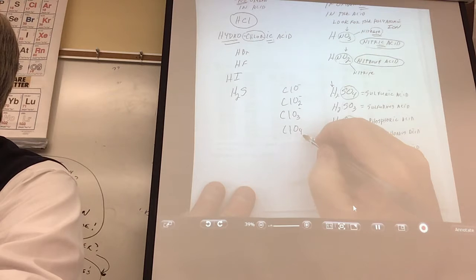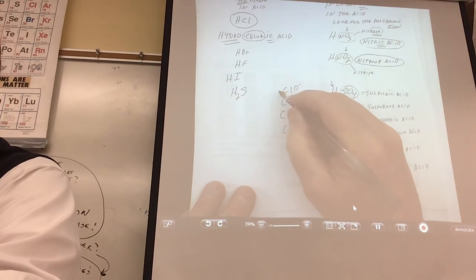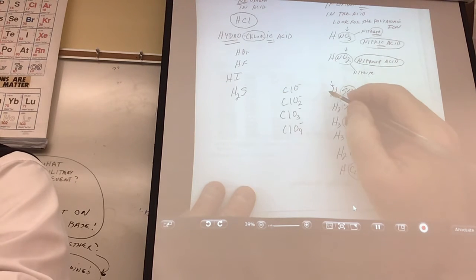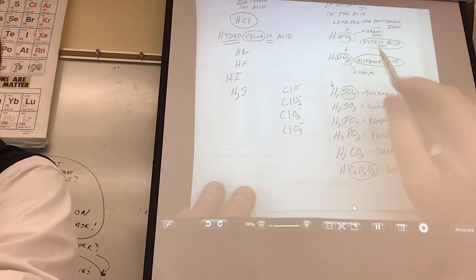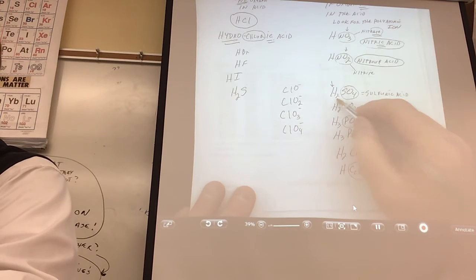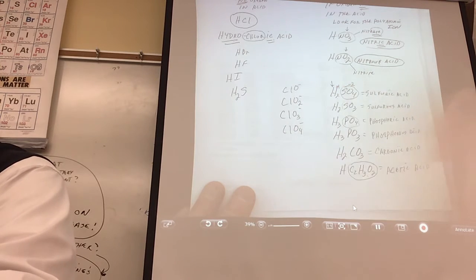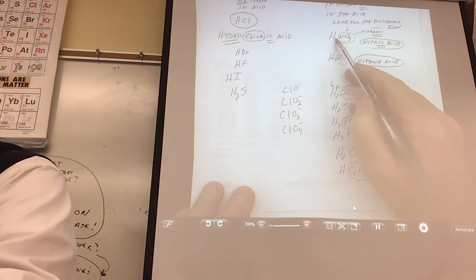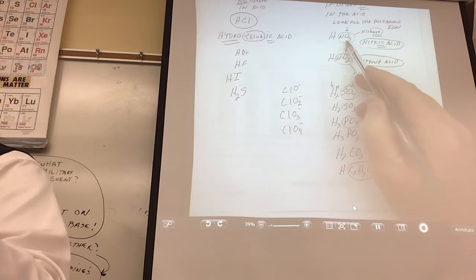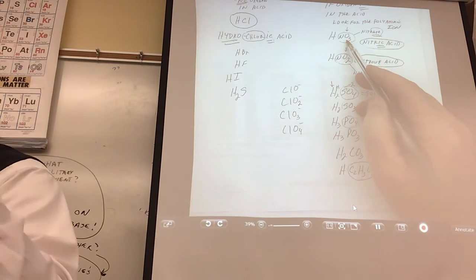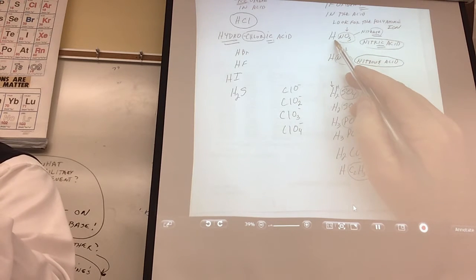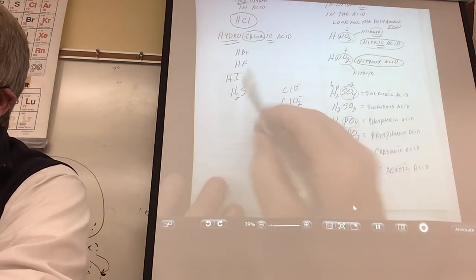These are all -1s, so how many hydrogens would you need to make it add up to 0? Did you notice that this acid had 2 hydrogens? You know why? Because sulfate's -2, and each hydrogen's +1. That's why you needed 2. And why don't you use 1 there? Because nitrate's -1. I only need 1 hydrogen.